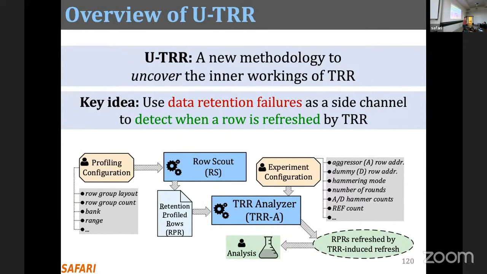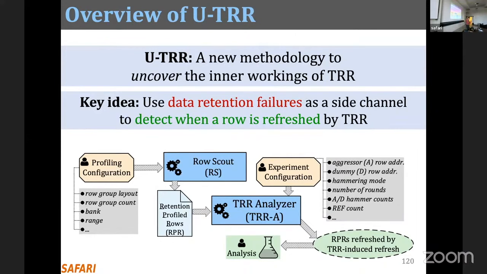The key idea in this work is to use data retention failures as a side channel to detect when a row is refreshed by TRR. Here we're combining our understanding of data retention behavior with our understanding of RowHammer. We identify some rows that should not retain their data unless they're refreshed, and we turn off the refresh for those rows. If somehow those rows retain data, that means there's some internal mechanism that refreshed them. So now we have a side channel.